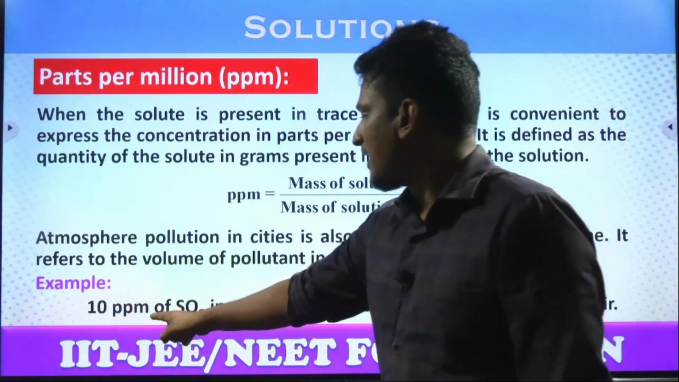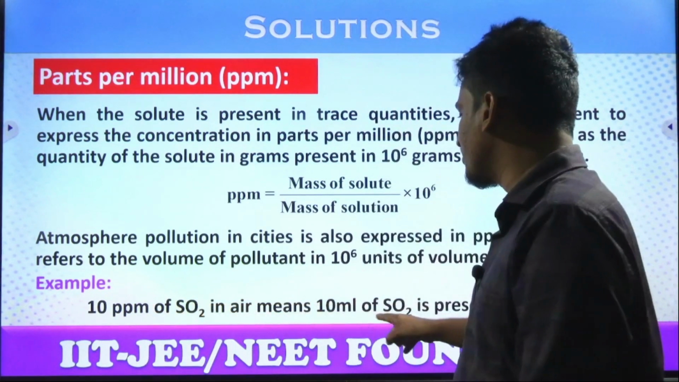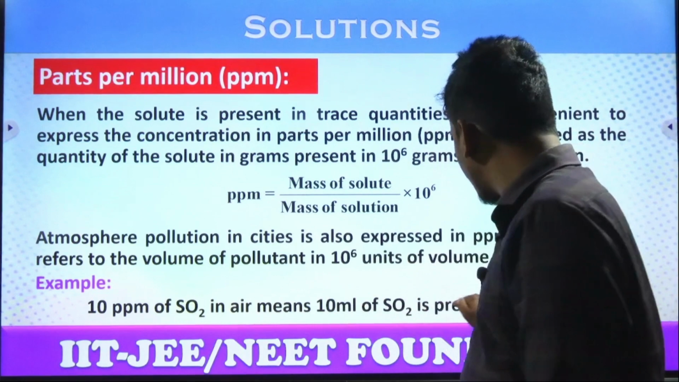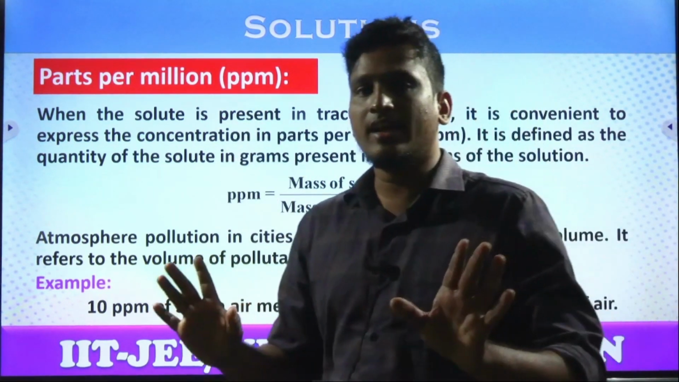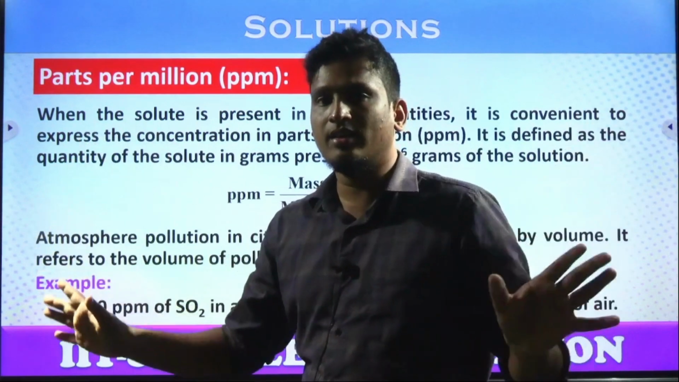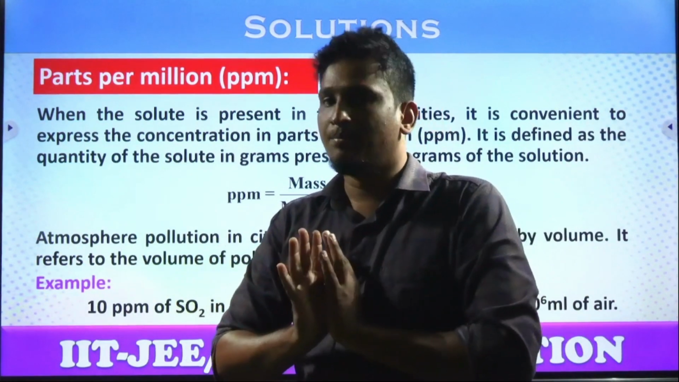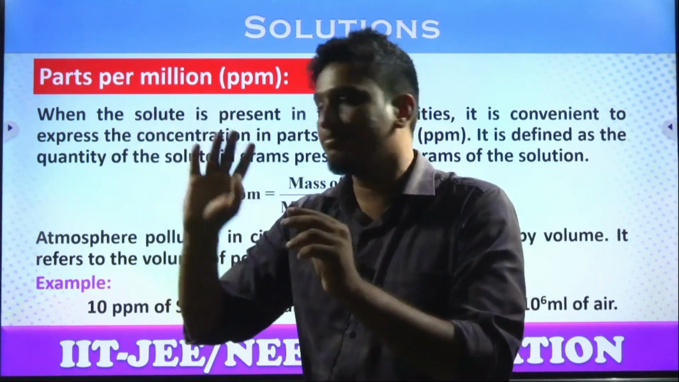For example, 10 ppm of SO2 in air means 10 ml of SO2 is present in 10 to the power of 6 ml of air. Got the clarity? So when the solvent is a very big quantity, then it is convenient to use ppm. Why? Because we are multiplying with such a big number.